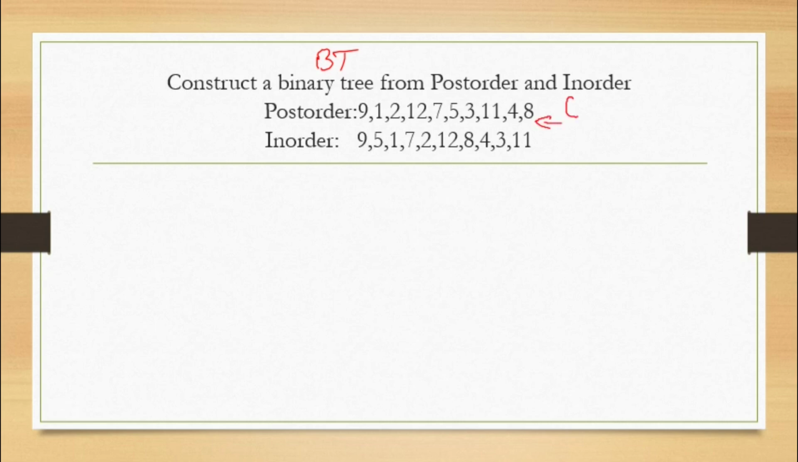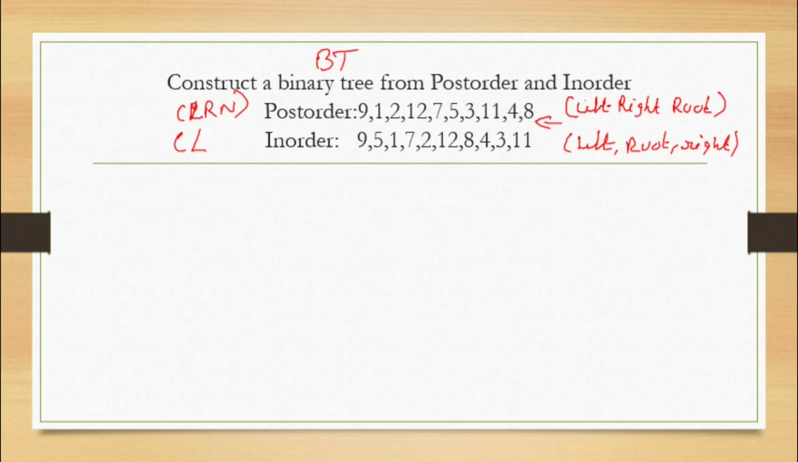Why? Because here, what is the rule for the post order? That is left, right and root. We can write it as L R N, and in order as usual, that is left, root and right, L N R. It doesn't matter whether you put a comma or not. So according to this, we see that the root comes last, so we have to traverse from right to left for the post order.